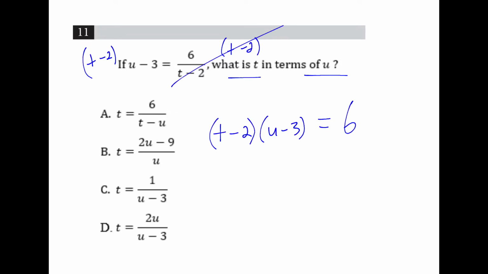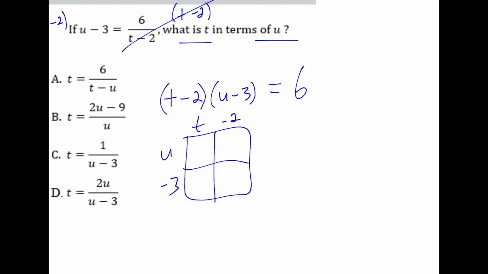If I want to find t in terms of u, I have to get t all by itself. To remove it from the denominator, I'm going to multiply both sides by the quantity t minus 2. On the right it cancels out, on the left I have this. I like to use the box method to multiply binomials. So I'll line up t minus 2 on the top and u minus 3 on the bottom. So I have ut and negative 3t, negative 2u, and 6. If I write all this out, I have ut minus 3t minus 2u plus 6 is equal to 6.